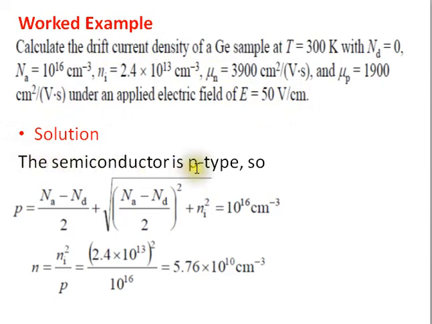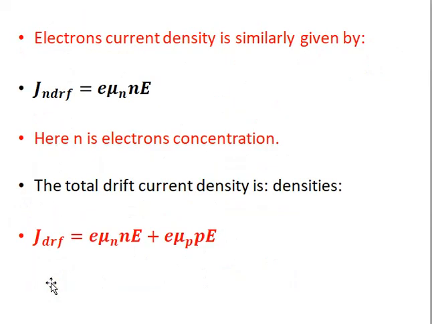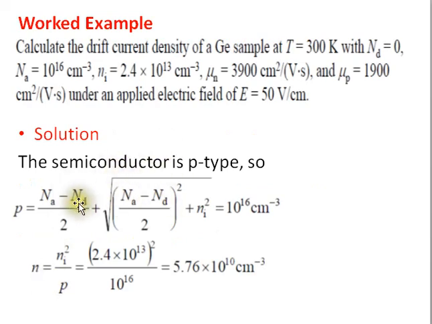As I have said, the semiconductor is p-type, so I'm going to use the formula we derived here, that is P0. If you look at it, I have everything, because Na is equal to 10 raised to the power 16, Nd is equal to 0, and Ni, the intrinsic concentration, is given here as 2.4 times 10 raised to the power 13. After substituting everything, you end up getting P equal to 10 raised to the power 16 per cm cube, which means we don't even need to use the formula. Even if you use it, you are going to end up getting 10 raised to the power 16.